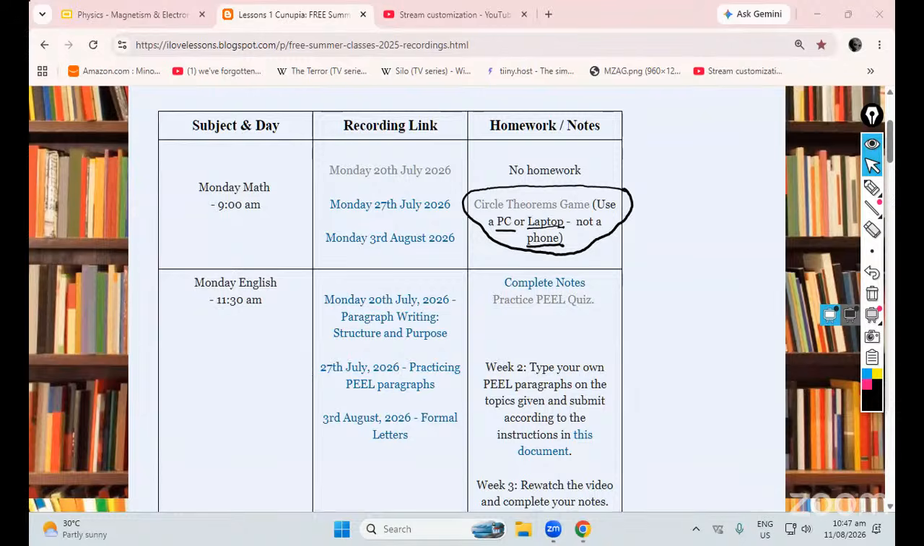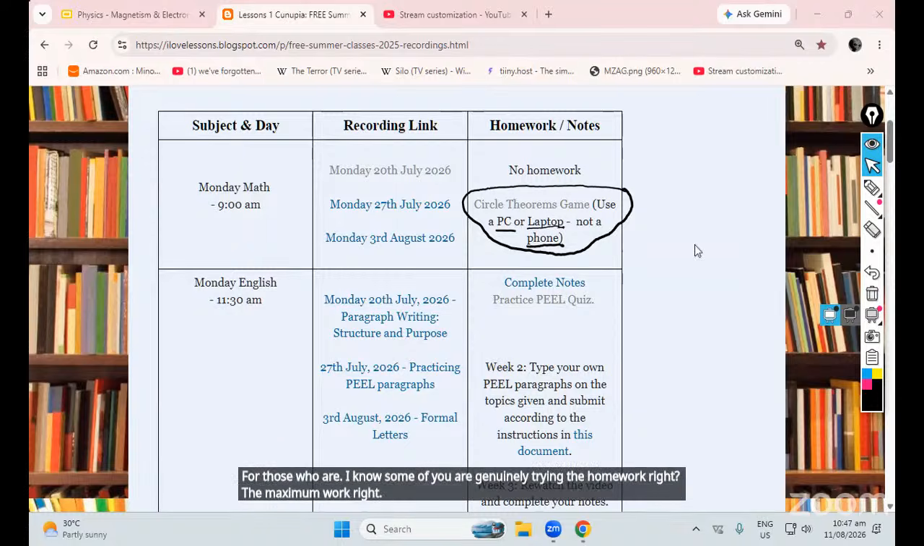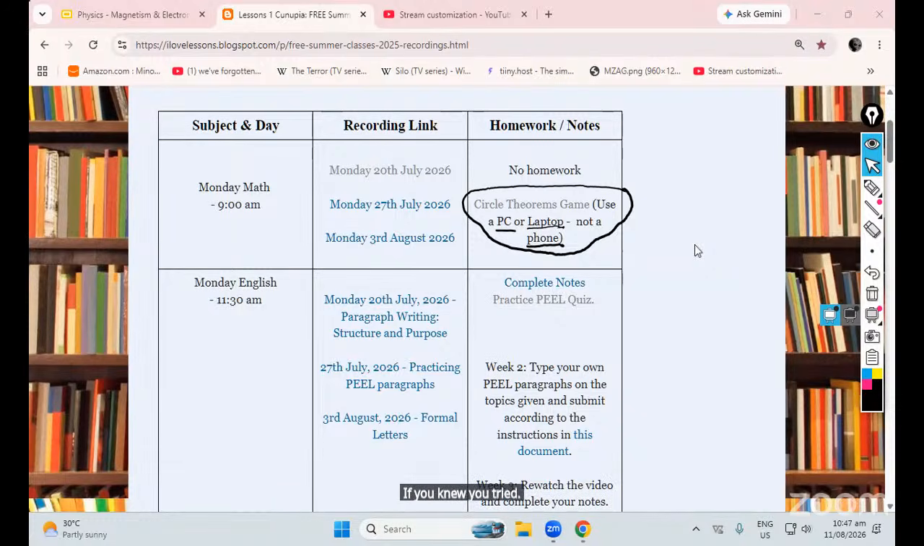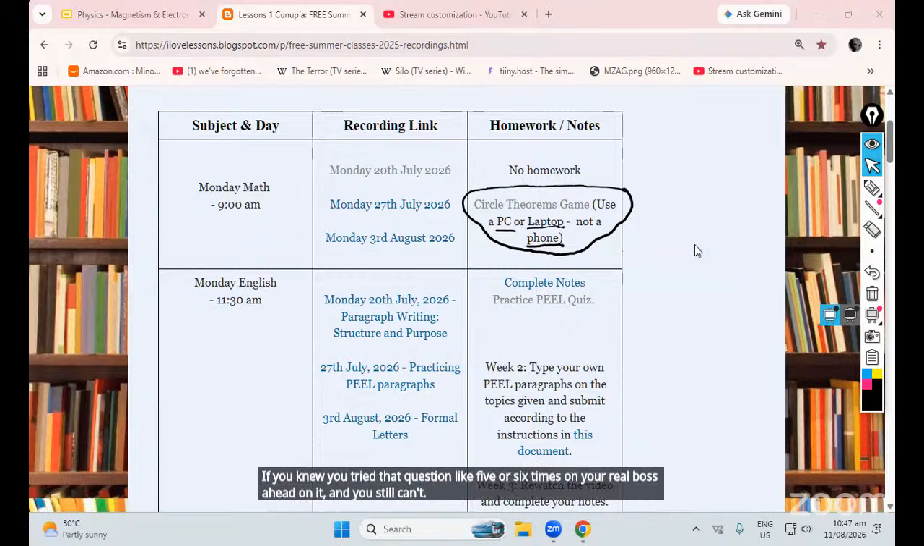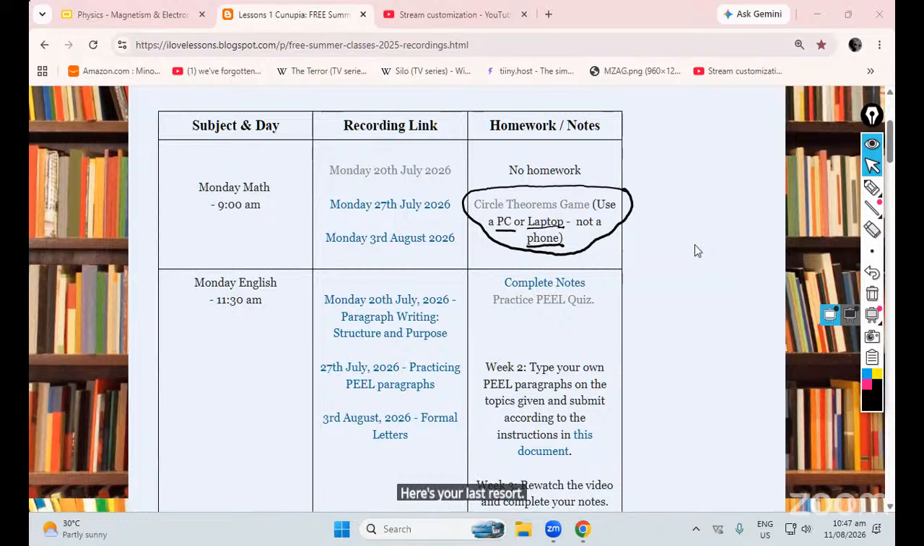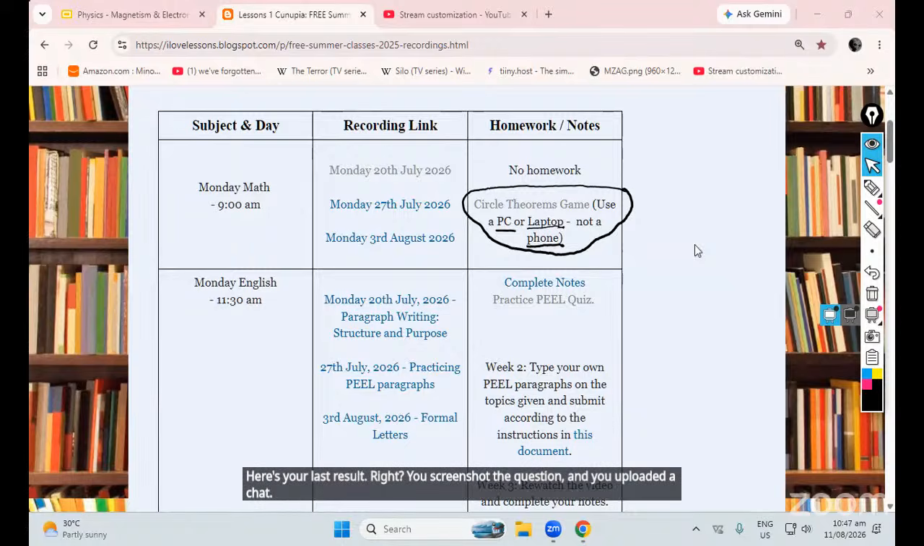All right. I know some of you are genuinely trying the maths homework, right? Let's say that you're genuinely stuck on the question. Now, I don't usually recommend this. If you know you tried that question like 5 or 6 times and you really busted your head on it and you still can't get it out, here's your last resort. You screenshot the question and you upload it to GPT or Gemini or whichever AI, and it will work it out for you.